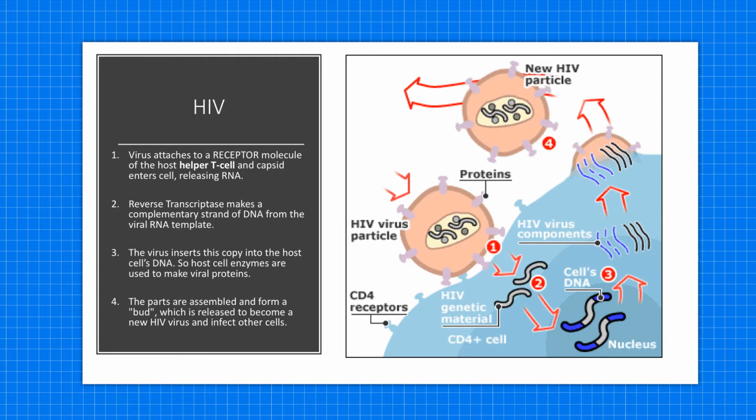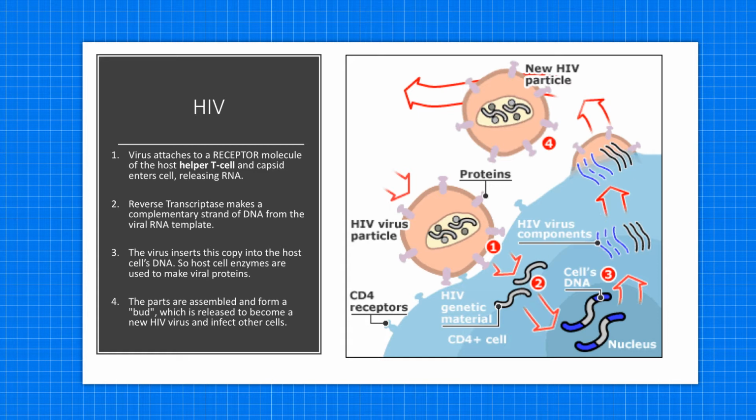So firstly, the virus attaches to a receptor molecule of the host helper T cell, and the capsid enters the cell, releasing the RNA. Secondly, the reverse transcriptase then makes a complementary strand of DNA from the viral RNA template. This then means that the virus inserts this copy into the host cell's DNA, so host cell enzymes are used to make viral proteins. Then, lastly, the parts are assembled, they form a bud, which is then released to become a new HIV virus and infect other cells.